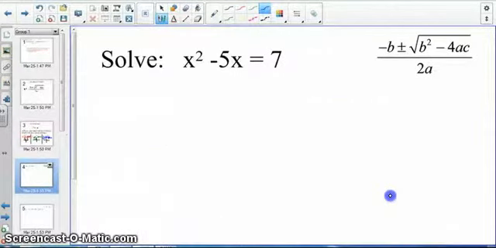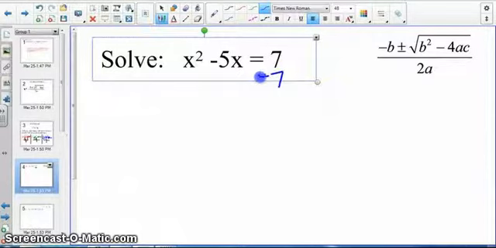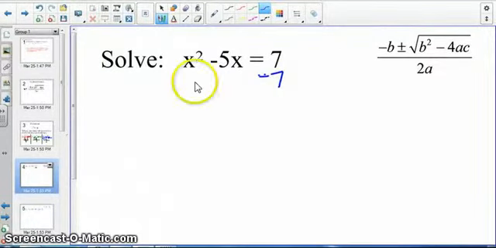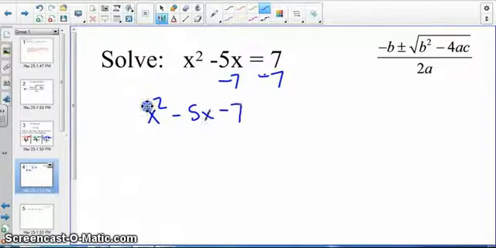So now, to solve these, first thing I need to do is get this equation in standard form. So that means I want all my terms on one side of the equal sign. So for this problem, I have to subtract 7 from both sides. So I have x squared minus 5x minus 7 equals 0. So now I'm going to go ahead and label these a, b, and c.